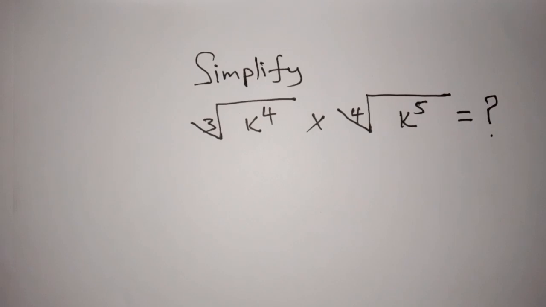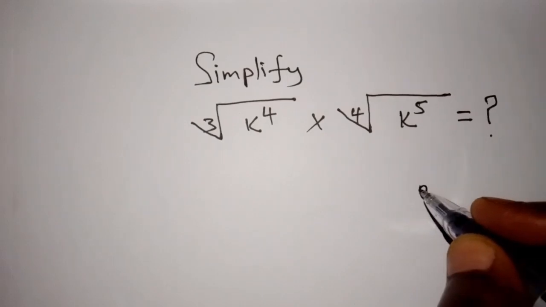Simplify the cube root of k power 4 times the fourth root of k power 5. We are going to apply the laws of indices.